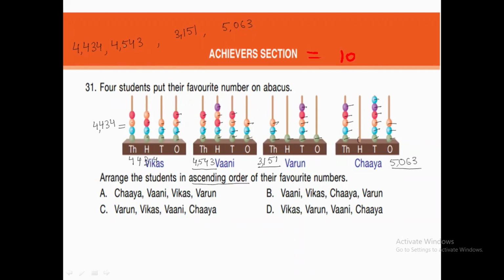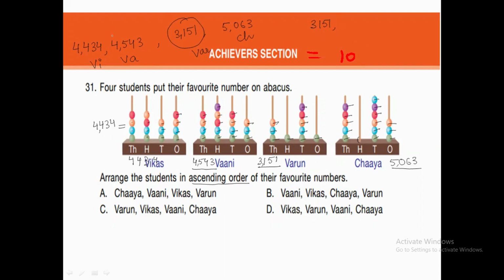So the ascending order will be, which one is the smallest one? We can see this 3151. Correct, which is of Varun. I'm writing it over here. This is Vikas, this is Vani, this is Varun, and this is Chaya. Okay, 3151.